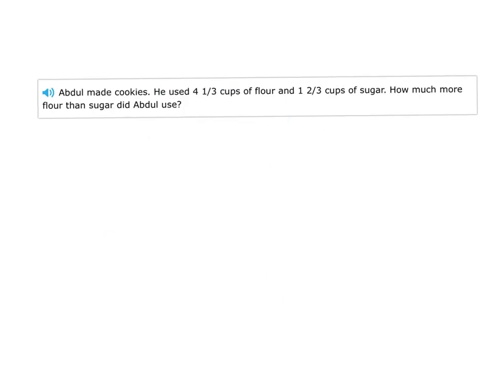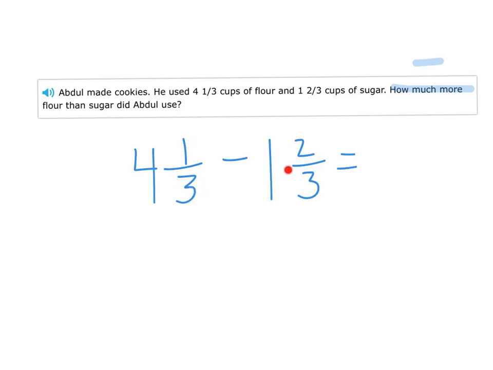Abdul made cookies. He used 4 1/3 cup of flour and 1 2/3 cup of sugar. How much more flour than sugar did he use? And hear those words again, how much more? Another subtraction problem. So let's start here with his flour, 4 1/3, and his sugar, 1 2/3. And if we have to subtract, you can see we can't do the fraction, so we're going to have to borrow, regroup from this 4 whole, and make this fraction bigger. So that would leave us with 3 whole and 3/3.